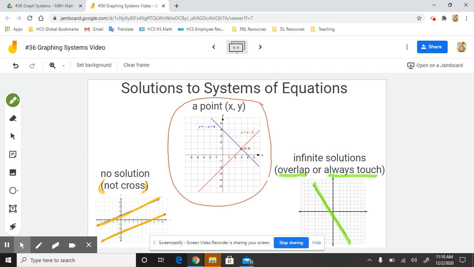And I want you guys to try the practice Excel sheet there for number 36. And then you also have an at-home assignment, number 36 as well, which is a Google Slide. Good luck, guys. It is very visual. Use Desmos.